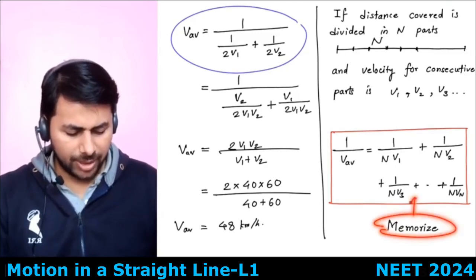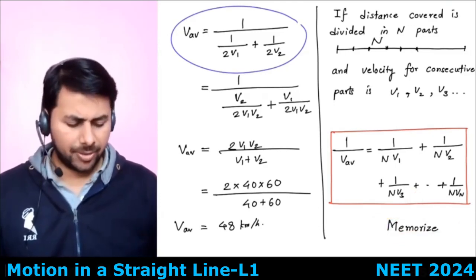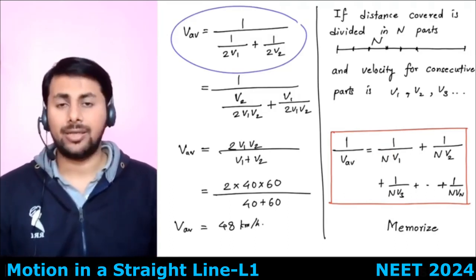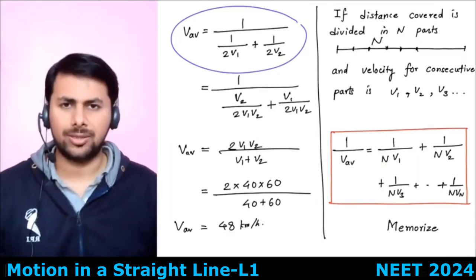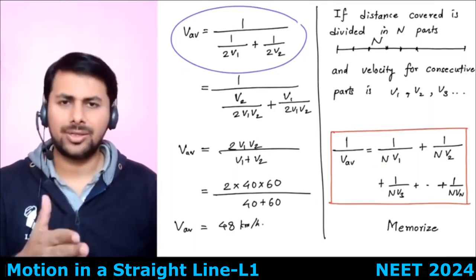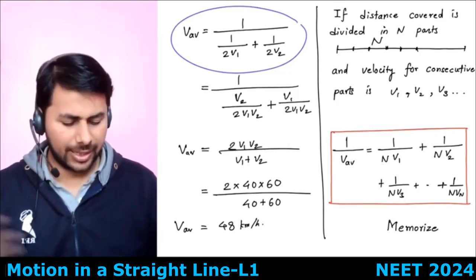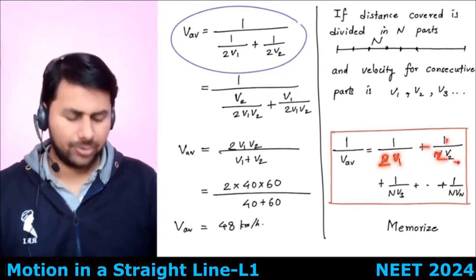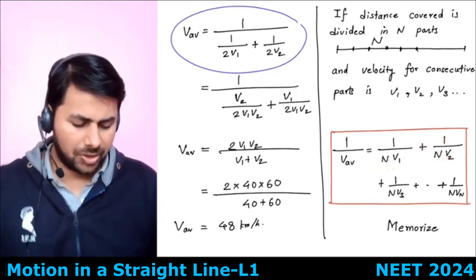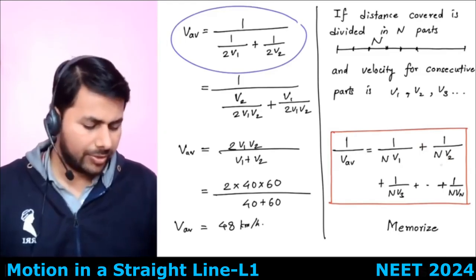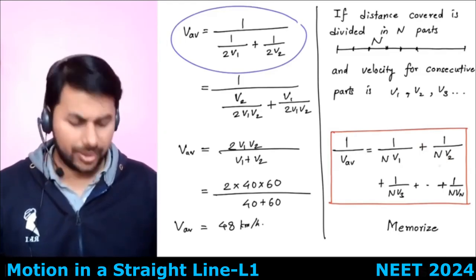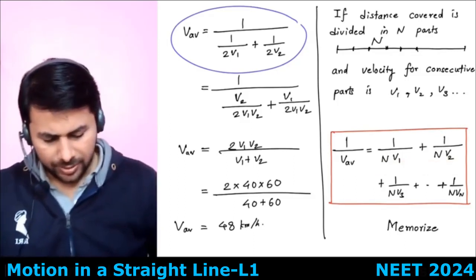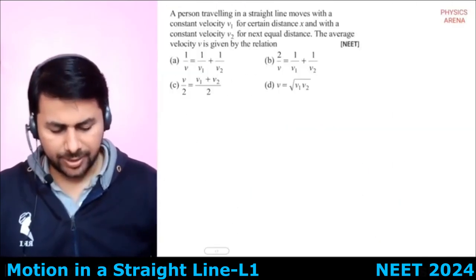So you have to memorize this formula. Then depending upon whether n is equal to 2, 3, 4, in exam there is a question, you can change the formula. Change meaning what? You need to consider only that many terms. For n equal to 2, you will have two terms: 1 upon 2v1 plus 1 upon 2v2. For n equal to 3, you will have 1 upon 3v1 plus 1 upon 3v2 plus 1 upon 3v3. So depending upon n, you will have n terms in this formula. This is the formula that you should memorize.